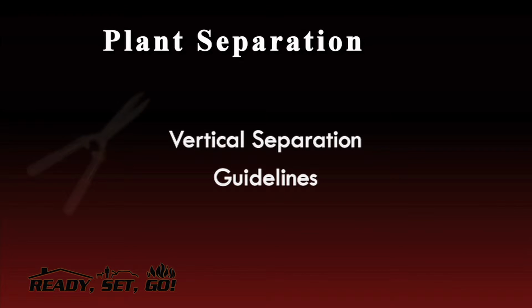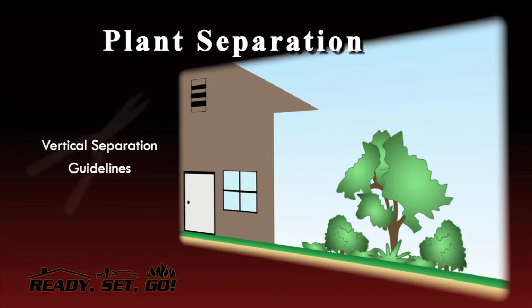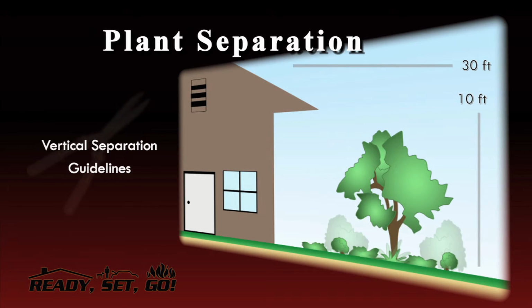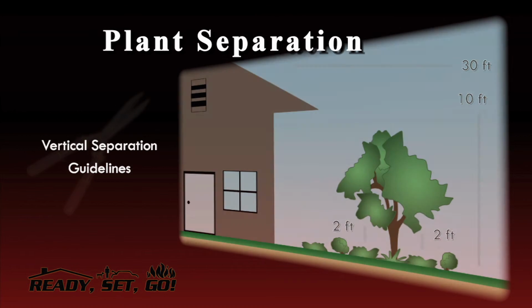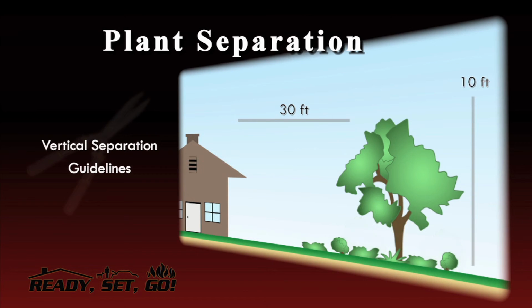Vertical separation guidelines. Trees and shrubs more than 10 feet in height require vertical separation of 4 feet between plant material on the ground and the lowest branch of the tree or shrub. Trees and shrubs less than 10 feet in height and located within 30 feet of the home require vertical separation of 2 feet between plant material on the ground and the lowest branch of the tree or shrub. No vertical separation is required when trees or shrubs are located more than 30 feet from the home and are less than 10 feet in height. Keep in mind that the shrubs below the trees need to be 2 feet or less in height.